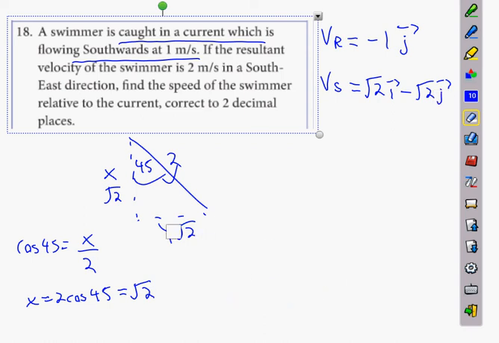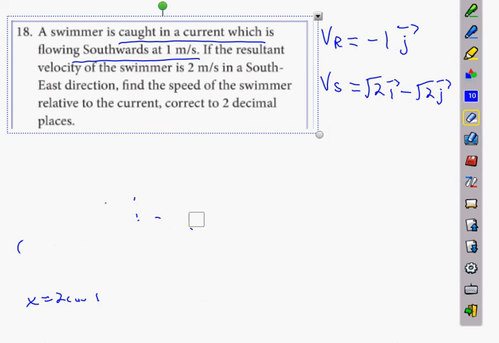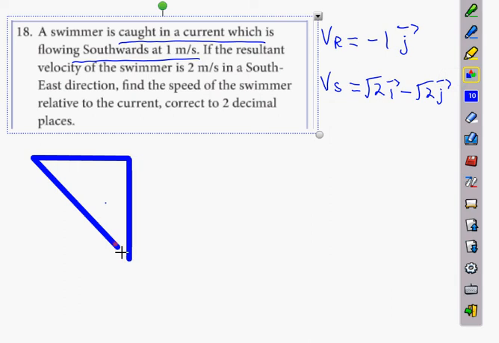Alright. Next. It's all about find the speed of the swimmer relative to the current, correct to 2 decimal places. Can anybody tell me the difference between speed and velocity? Velocity has direction, okay? So an example would be, if I had this vector here, very basic one, 3i going right, 4j going down. The velocity is 3i minus 4j. However, the speed is working out the hypotenuse. So therefore the speed is basically 5.